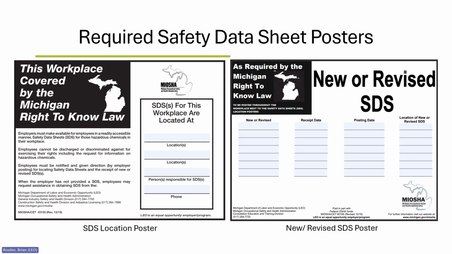The poster on the right is for when a new or revised safety data sheet is received from the supplier or manufacturer. The information includes what safety data sheet was received, when it was received, when the poster was updated, and where the new safety data sheet can be found. This poster must be filled out within 5 working days of when a new safety data sheet is received and must remain posted for a minimum of 10 working days.